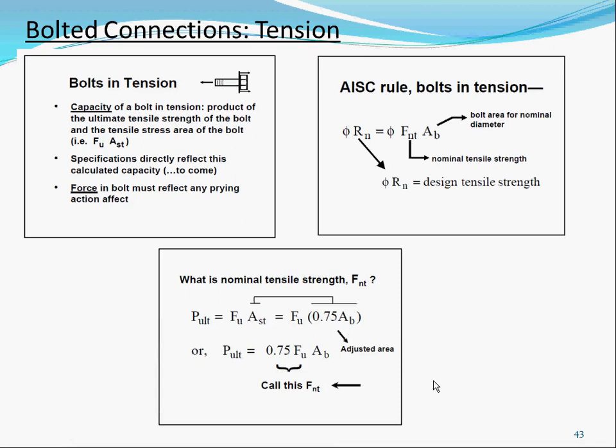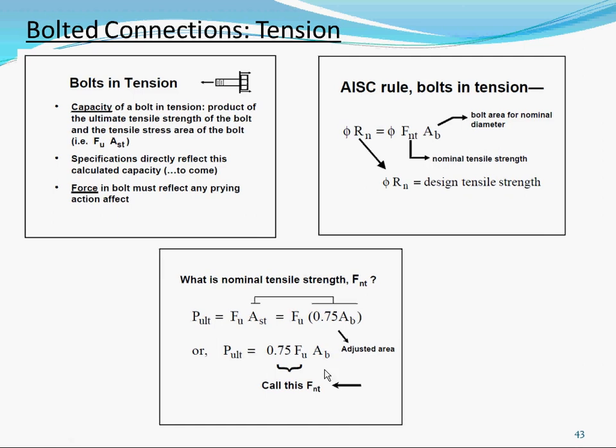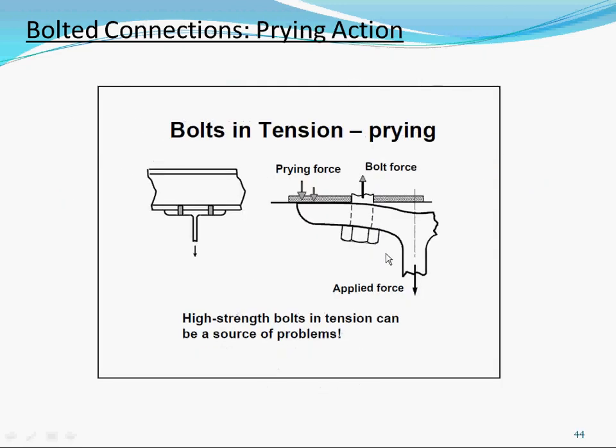They're saying you could adjust the area by that amount, or you adjust the FU by this. So instead of adjusting the area of the bolt, they adjust the FU by 0.75. So the area you use is the true area, like for a half inch bolt, use half an inch to calculate the area. You don't have to subtract out the thread, because they already took care of that in the FU number. So that's what some of these things come from.